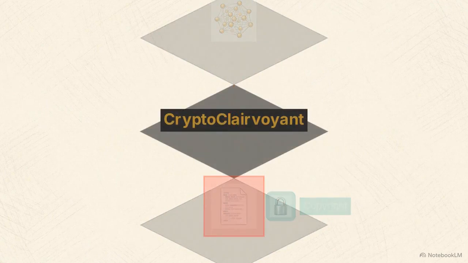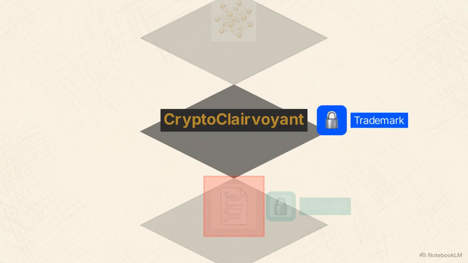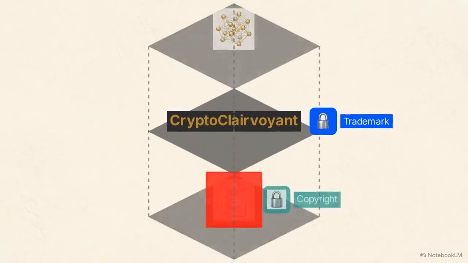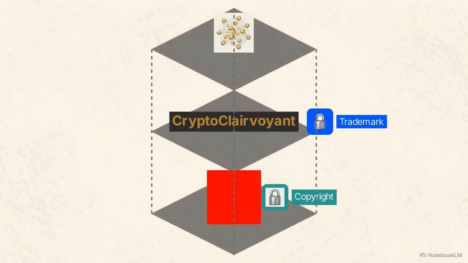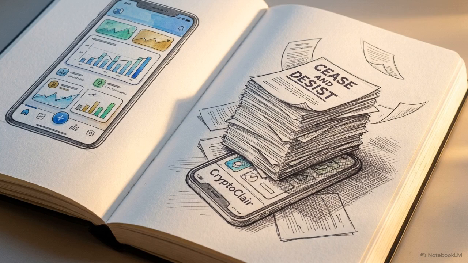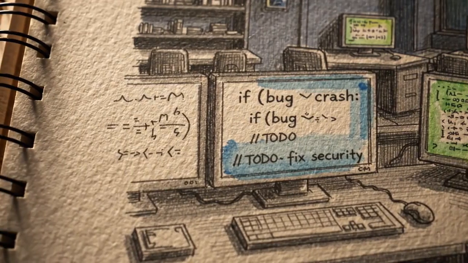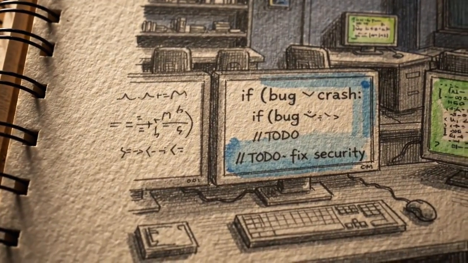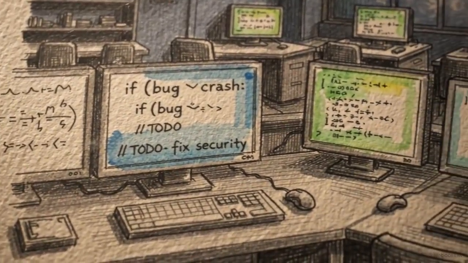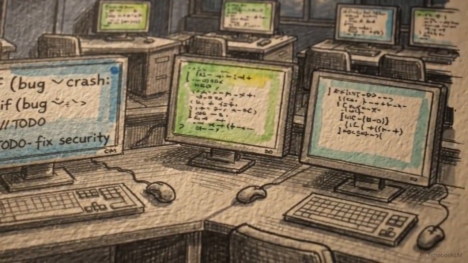That brings us to the second layer, the brand identity, specifically the name Crypto Clairvoyant. To protect this name from competitors trading on his goodwill, Leo must actively register a trademark with IP Australia. A registered trademark legally blocks rival applications from using confusingly similar names to siphon away his user base. Copyright and trademarks easily secure these surface-level assets, but they leave the core predictive engine of the app completely unprotected.